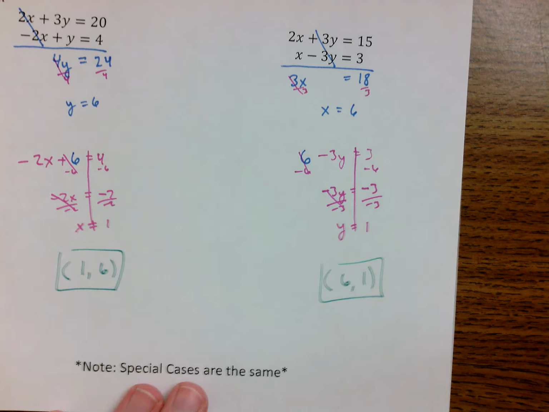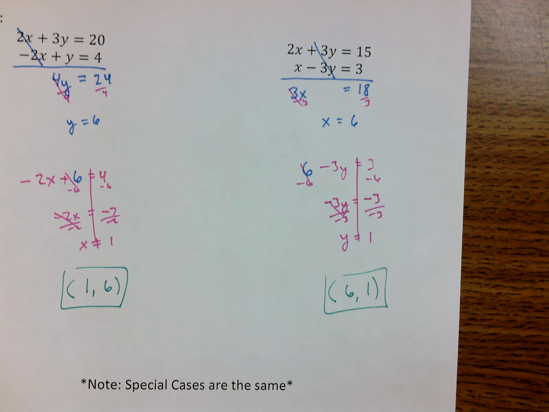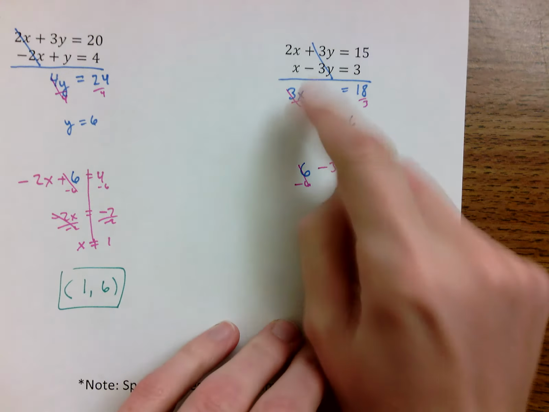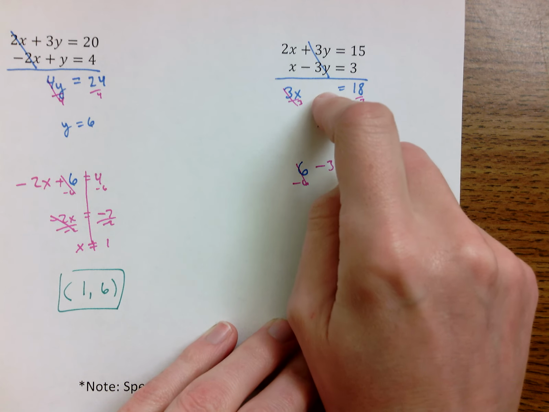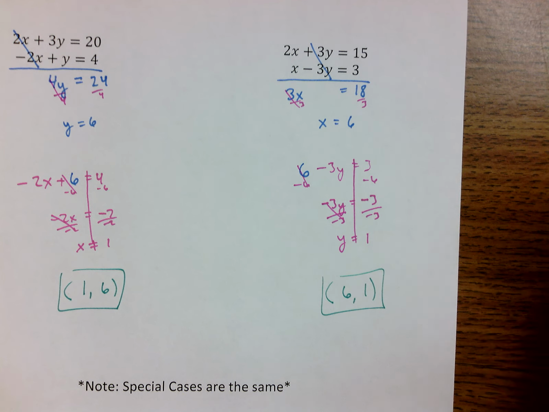All right, and then just a side note, your special cases are the same. So we talked about special cases with substitution where all your variables canceled out. If that were to happen here, if all the x's and the y's canceled out, you would just have to look at your equation and say, okay, is what's left over true or is it false? If it's true, infinite solutions. If it's false, no solutions.